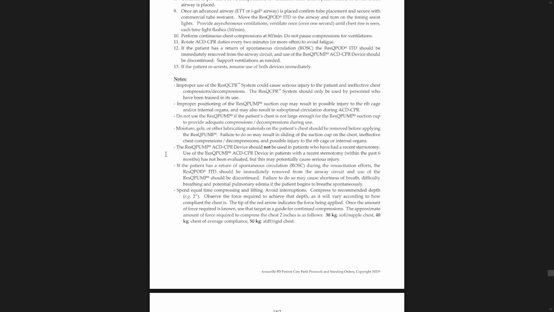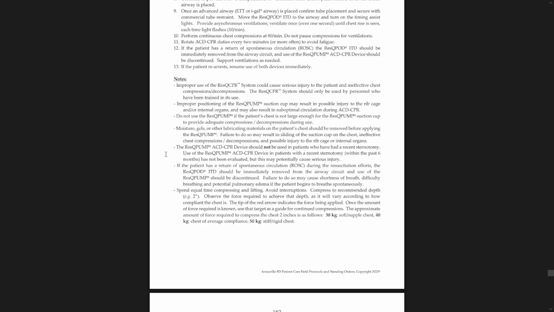Improper positioning of the ResQ pump suction cup may result in possible injury to the ribcage and or internal organs, and may result in suboptimal circulation during the ACD-CPR. Do not use the ResQ pump if the patient's chest is not large enough for the ResQ pump suction cup to provide adequate compressions or decompressions during use. Moisture, gels, or other lubricating materials on the patient's chest should be removed before applying the ResQ pump. Failure to do so may result in sliding of the suction cup on the chest and ineffective chest compressions or decompressions, and possible injury to the ribs or internal organs.